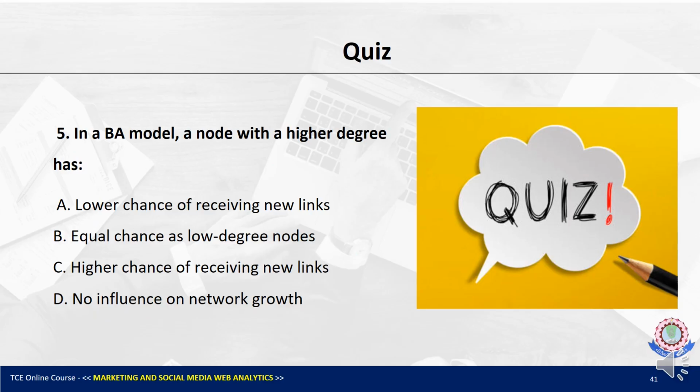So the next question. In the BA model, a node with higher degree has dash. The correct answer is option C. Higher chance of receiving new links. This is the core preferential attachment rule. Nodes with more edges are more attractive to new nodes, which helps them grow faster than others.